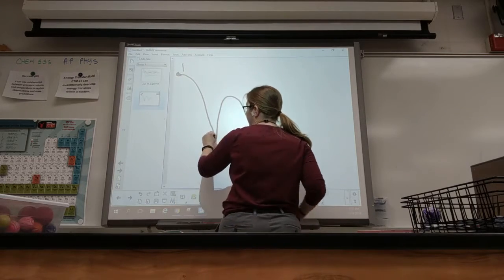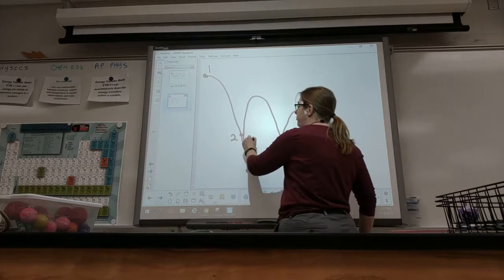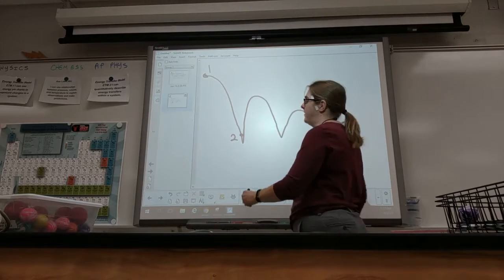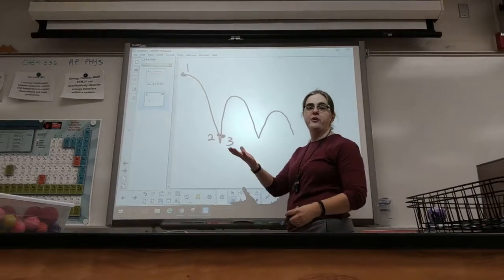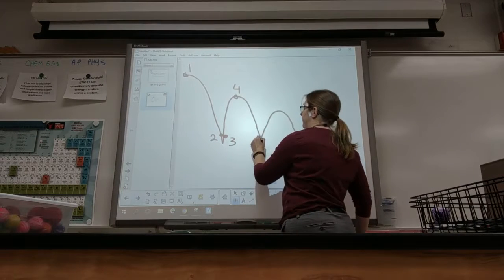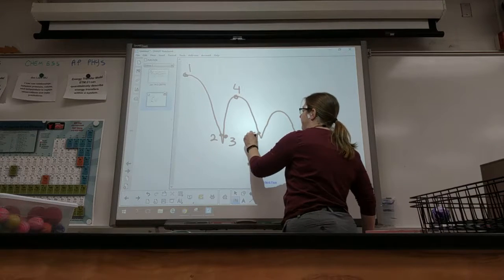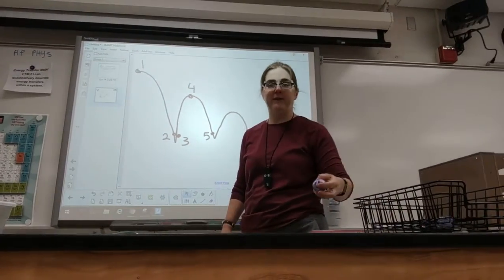So 1 is as you're holding the bouncy ball ready to drop it. 2 is just as that bouncy ball barely reaches the table. 3 is just as it leaves the table. 4 is the top of the next bounce. And 5 is just as the bouncy ball reaches the table the next time.